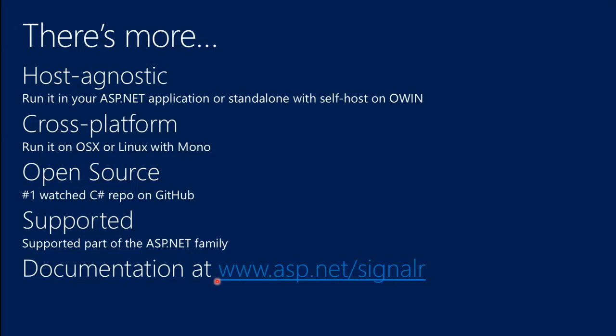There is a bit more to wind up, and then I'll take some more questions and hand out the last of my books. We are host agnostic. So while it's called ASP.NET SignalR, we don't depend on System.Web. We're like Web API. You can self-host SignalR in your own exe, in a Windows service, or inside a desktop app, or inside anything. We don't depend on IIS. We don't depend on ASP.NET. We are standalone self-host on top of OWIN, the Open Web Interface for .NET.